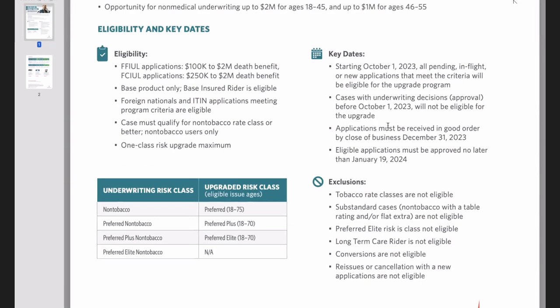So applications need to be submitted by December 31st for it to count here, and they got to be approved by January 19th. That's when they have to be approved by, right? So the sooner you submit it, the better it is for the client as well, all right?